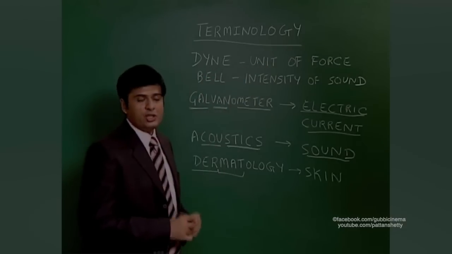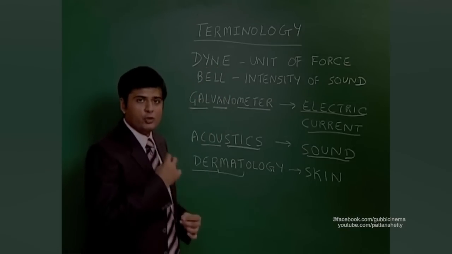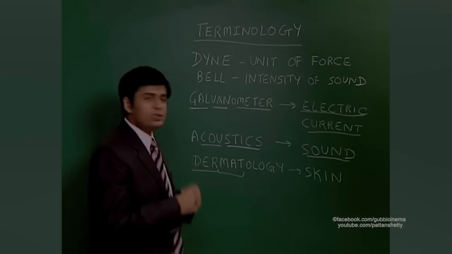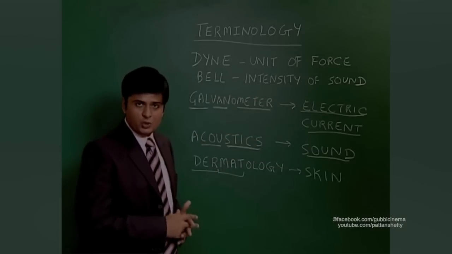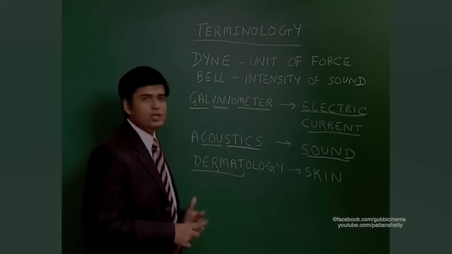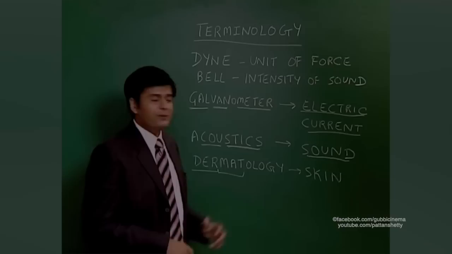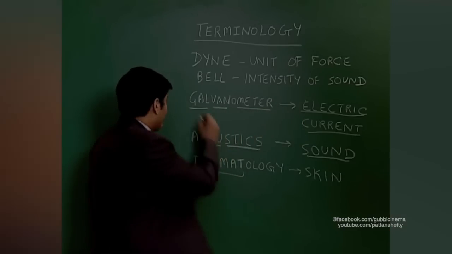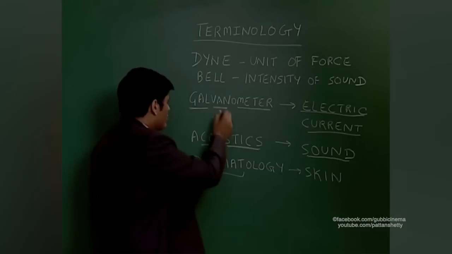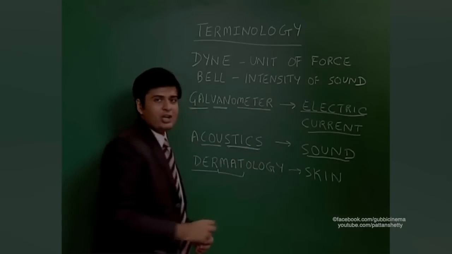Let me revise. So dine is a unit of force. How do you remember? You take dinner in the night with a lot of force. You are stuffing the vegetables and the foodstuffs in your mouth. Bell measures the intensity of sound. Visualize the bell in your school or your college or your university or your office rings with intense sound. Galvanometer measures electric current. So there is a gal, slang for girl, who's driving a van, and suddenly from the meter inside she has an electric current.